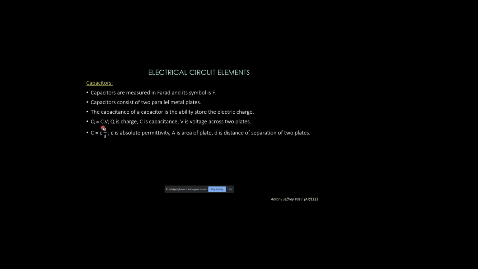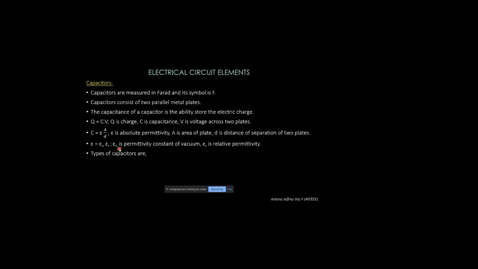You can see the capacitance can also be represented as C is equal to epsilon A by D, where epsilon is the absolute permittivity, A is the area of the plate, and D is the distance of separation of the two plates. Epsilon, the absolute permittivity, can be represented as epsilon 0 and epsilon r. Epsilon 0 is the permittivity constant of vacuum and epsilon r is the relative permittivity.